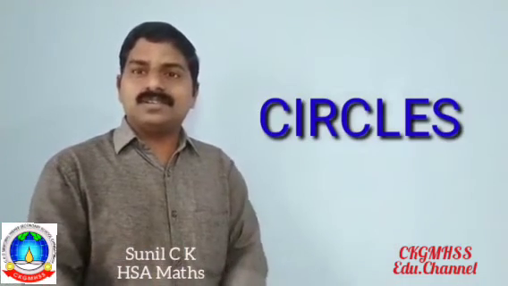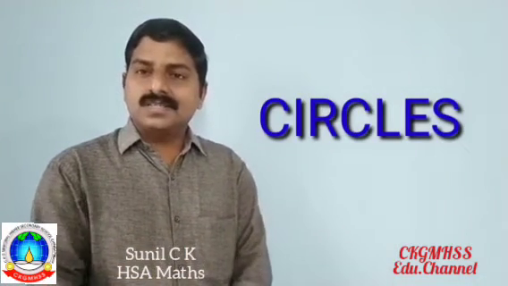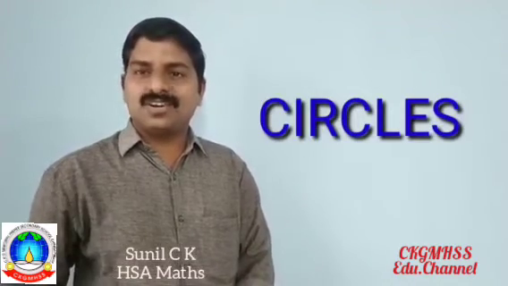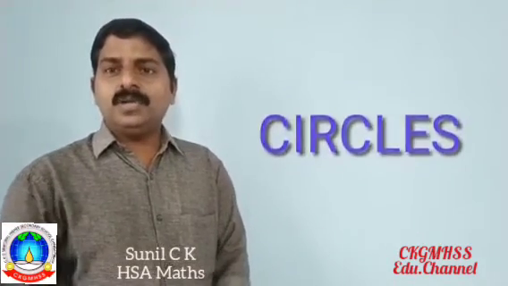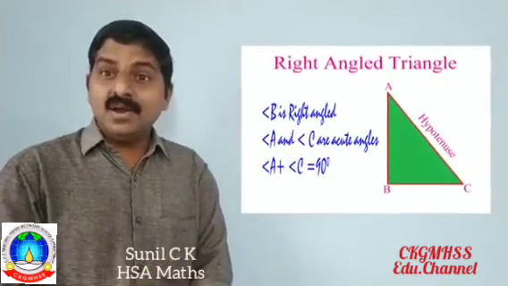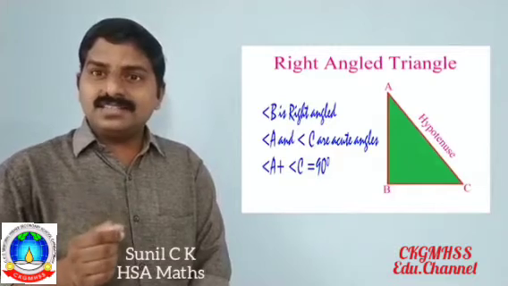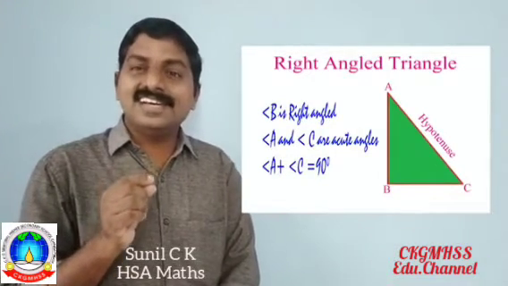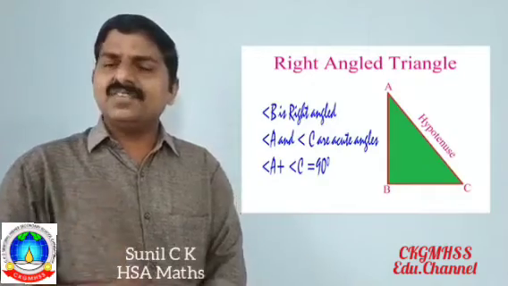Before starting our chapter, we have to recall some points that we studied in lower classes. What do you mean by a right angled triangle? We know if the measure of one angle is 90 degrees, then that triangle is called a right angled triangle. That we already studied.